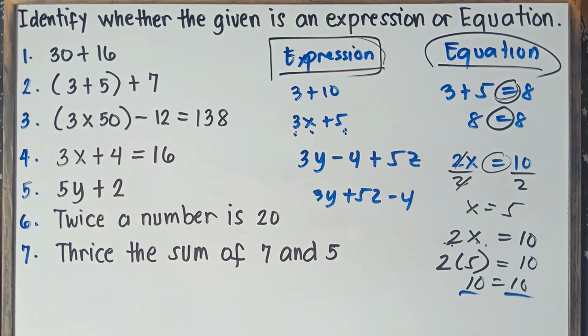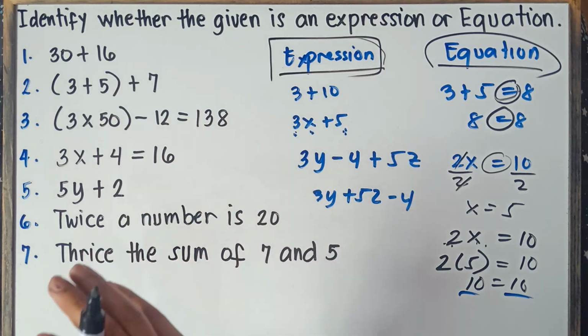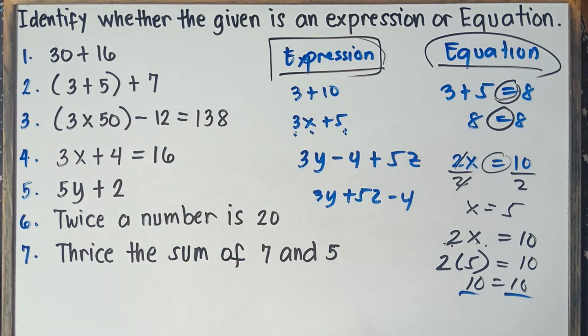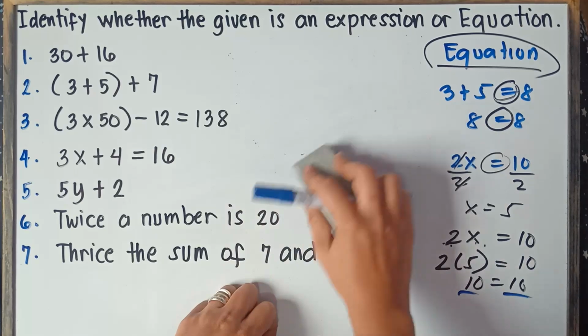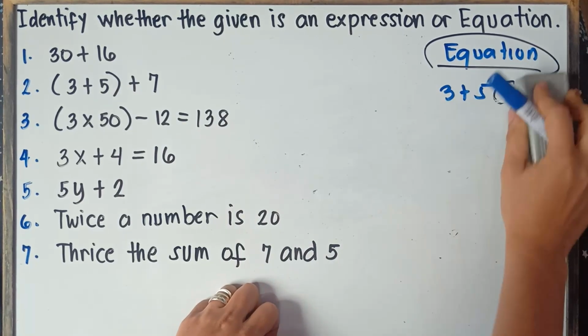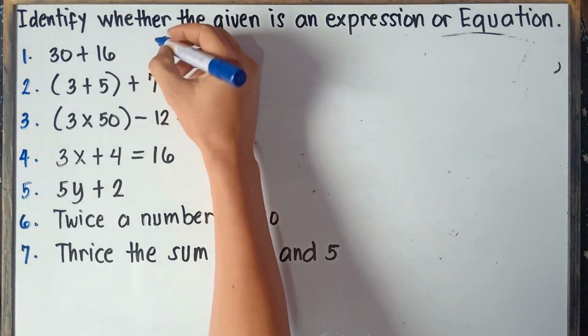Alright, so let's start with example number 1, class. Let's identify if this is an expression or an equation. Example number 1, 30 plus 16. Is this an expression or an equation? That's correct. That would be an expression because we don't have any equal sign. So this is an expression.